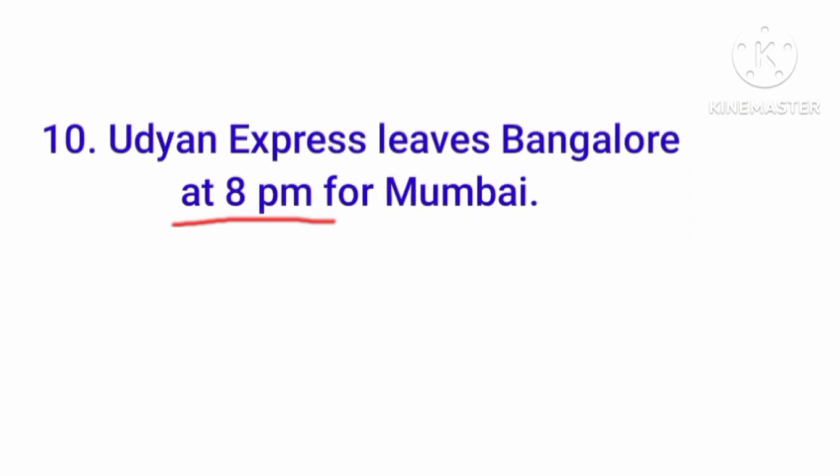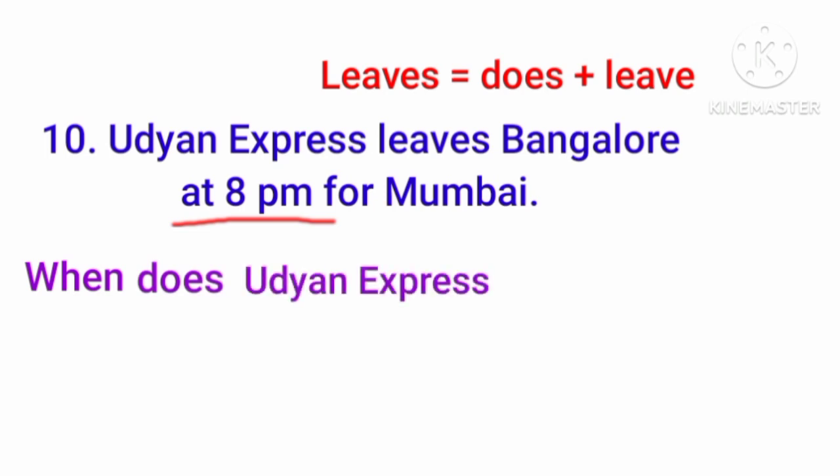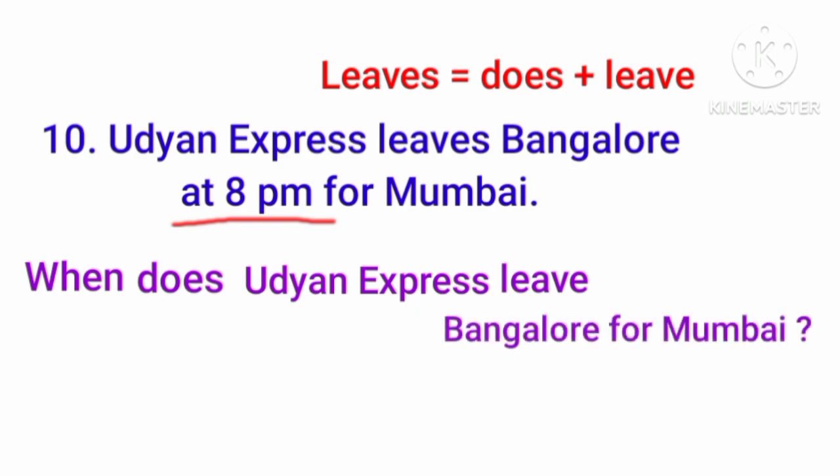In this sentence, 8 p.m. is the time. Therefore, we have to use the word when. There is no auxiliary here. Leaves is equal to does plus leave. So, the auxiliary verb is does. Next is the subject. Verb leave and then Bangalore for Mumbai.